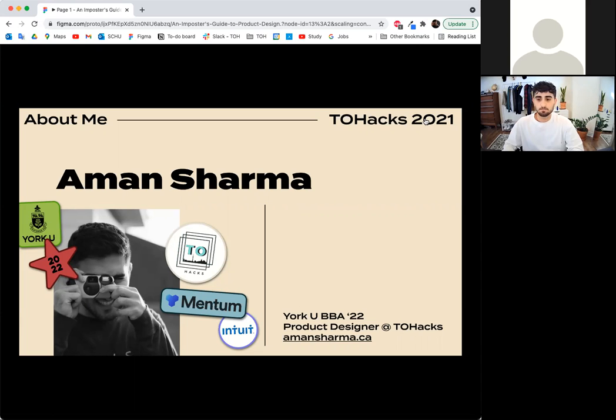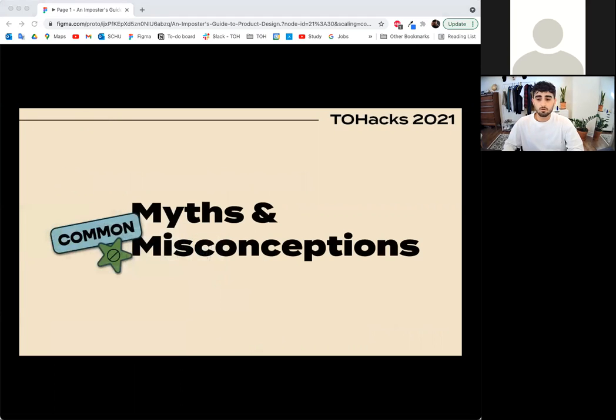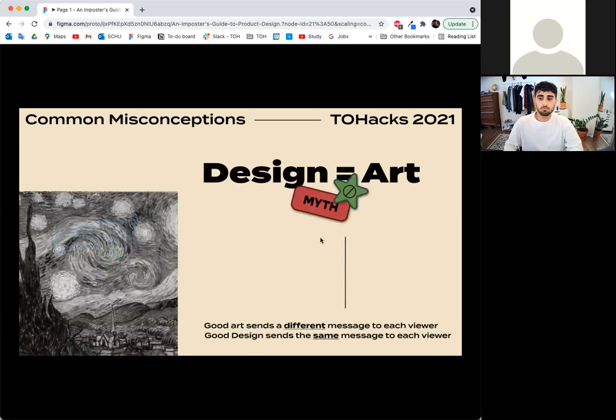So we'll go over some common myths and misconceptions when it comes to design. I think there's a lot of myths and misconceptions that hold people back from really diving into design, even if you don't consider yourself a designer. And I guess the first major one would be that design equals art, or that you have to be a good artist to be a good designer.